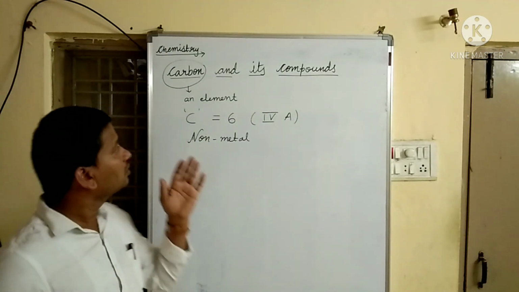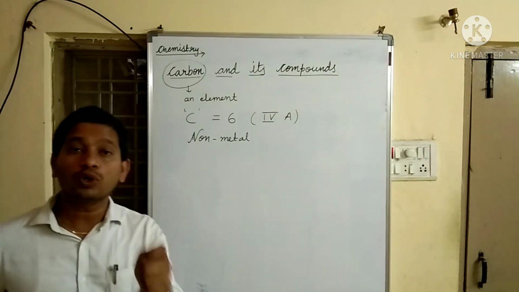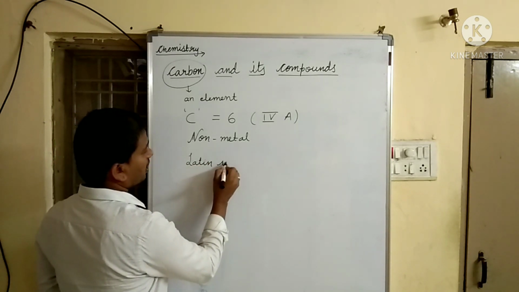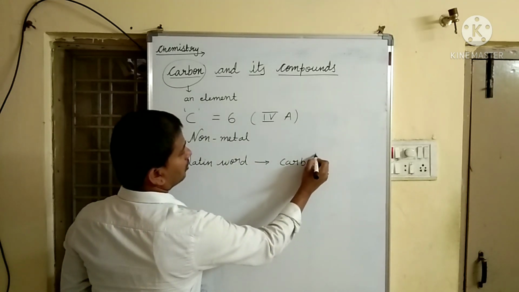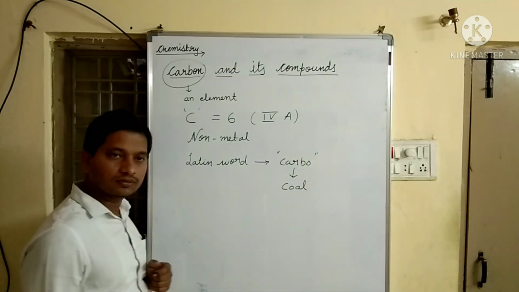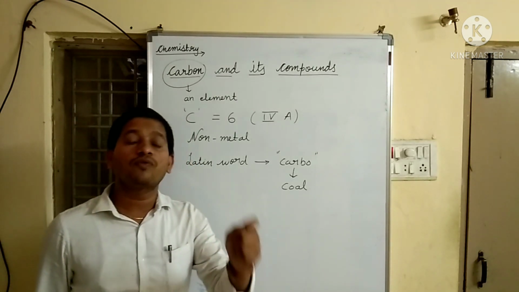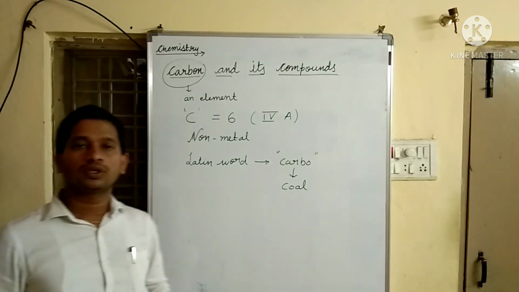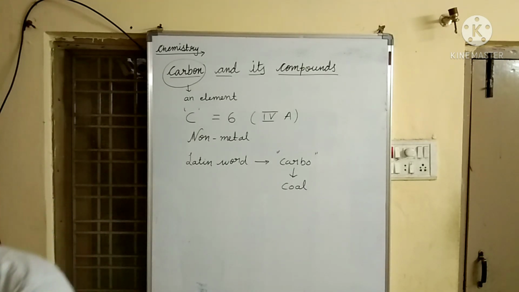The word carbon is derived from the Latin word carbo, which means coal. I mean, carbon is the main constituent of coal. Got it? So what is carbon? Carbon is a non-metal.